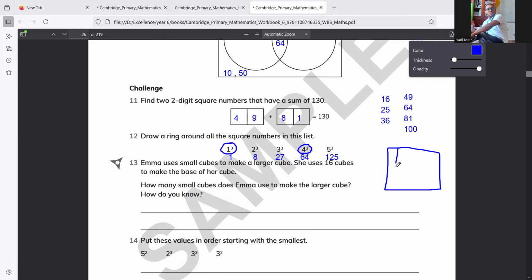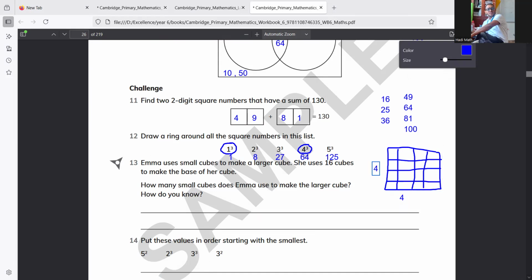We divide this 1 into 2, and this 1 into 2, and this 1 into 2, and this 1 into 2. These are 16. If you look here, the length is 1, 2, 3, the length is 4. And the width is also 4.